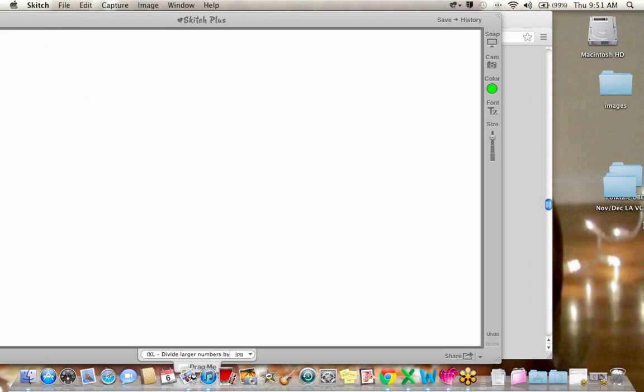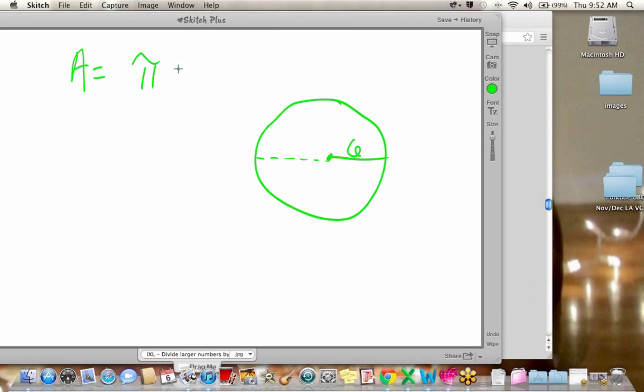So let's go ahead and clear this. Oh, that's terrible. Whatever. It's a circle. And we have the radius is 6. So radius is half of the diameter. Diameter is the full length across. But they give us r, the radius of 6. So you need to know the formula for area of a circle. It is pi times r squared, or radius squared.